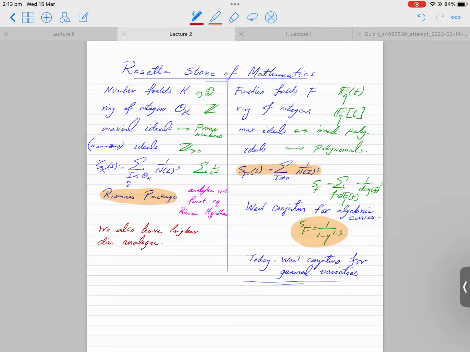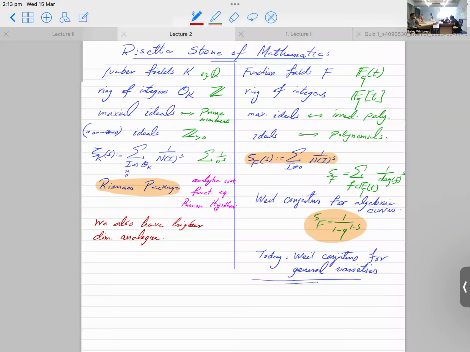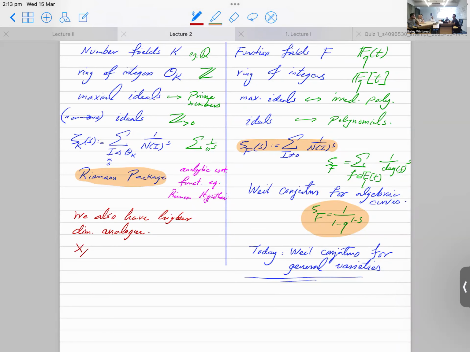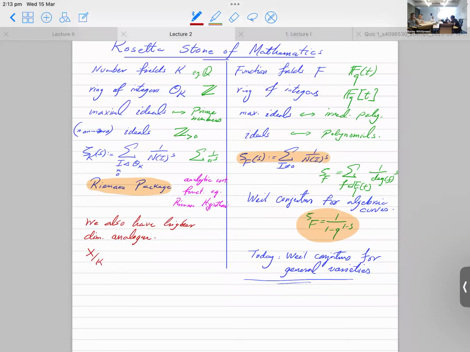Thank you. So let me just mention that. One can start with a variety over a global field K like Q and associate to it what's called the Hasse-Weil zeta function. If this variety is K itself, then we get back the Dedekind zeta function. And if K equals Q, then we get back the Riemann zeta function. And then there are conjectures also about the Hasse-Weil zeta function, the Riemann package.